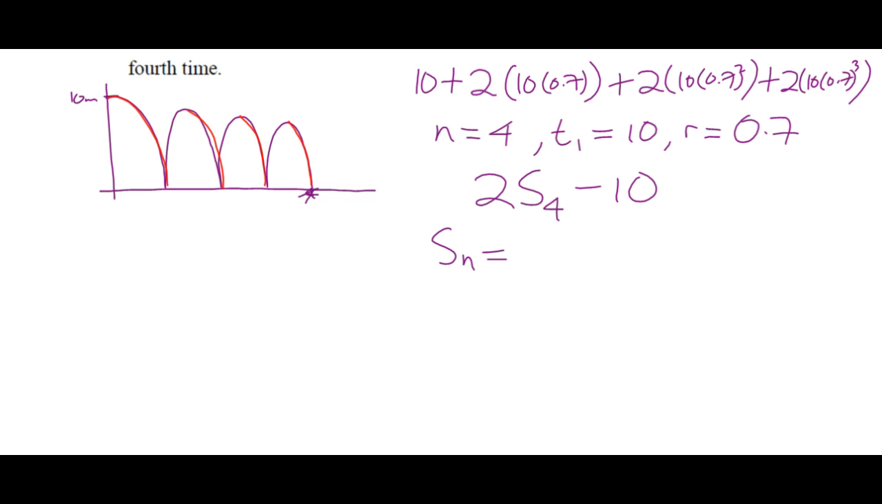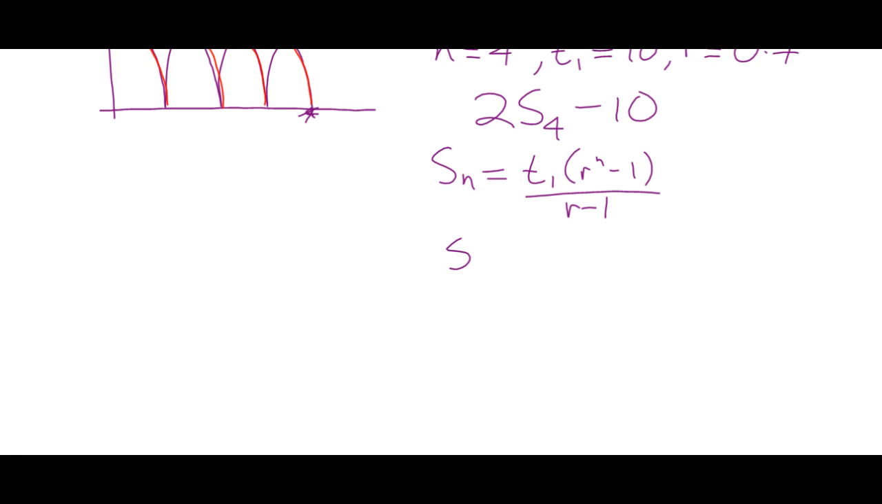Luckily, you have a formula sheet with the formulas on them. So we've got S_n equals T1 times r to the n minus 1, over r minus 1. We want to work out S4. S4 is equal to T1, which is 10, times r, which is 0.7, to the power of 4, minus 1, over 0.7 minus 1.